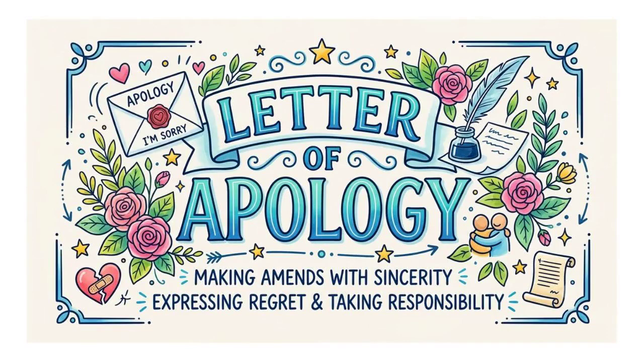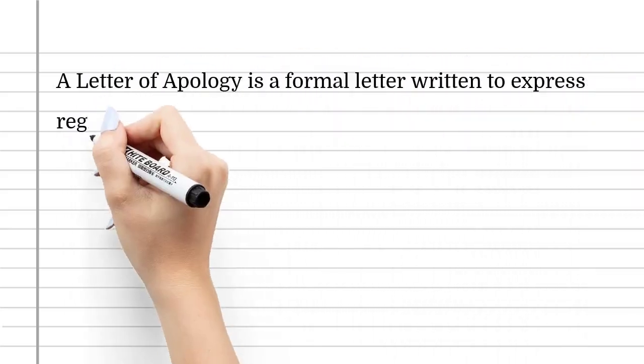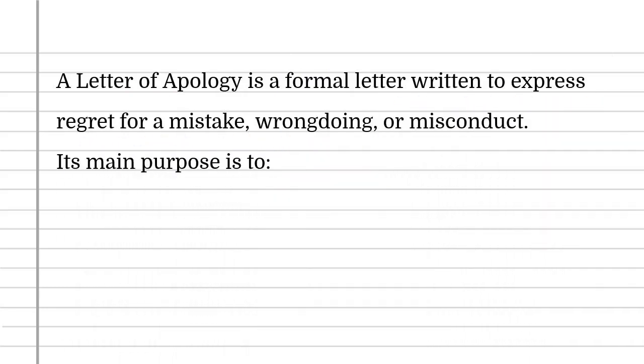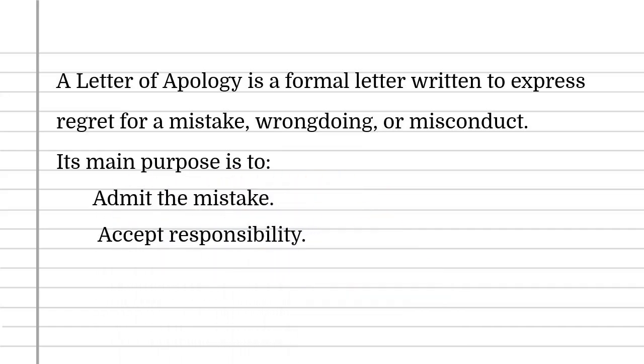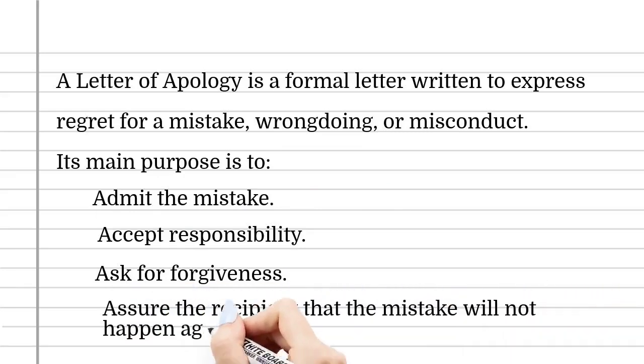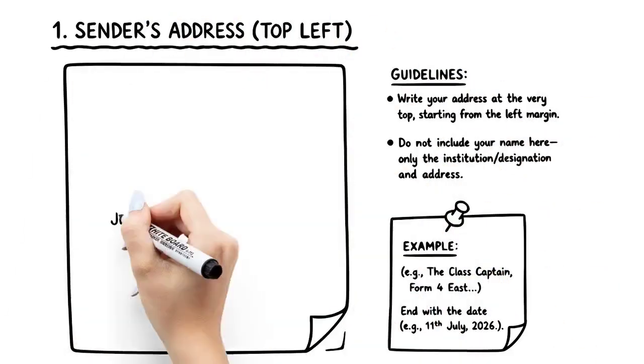In this video, I'll teach you how to write a perfect letter of apology that can earn you full marks in your English examination. A letter of apology is a formal letter written to express regret for a mistake, wrongdoing, or misconduct. Its main purpose is to admit the mistake, accept responsibility, ask for forgiveness, and assure the recipients that the mistake will not happen again. Now, let us look at the correct format.